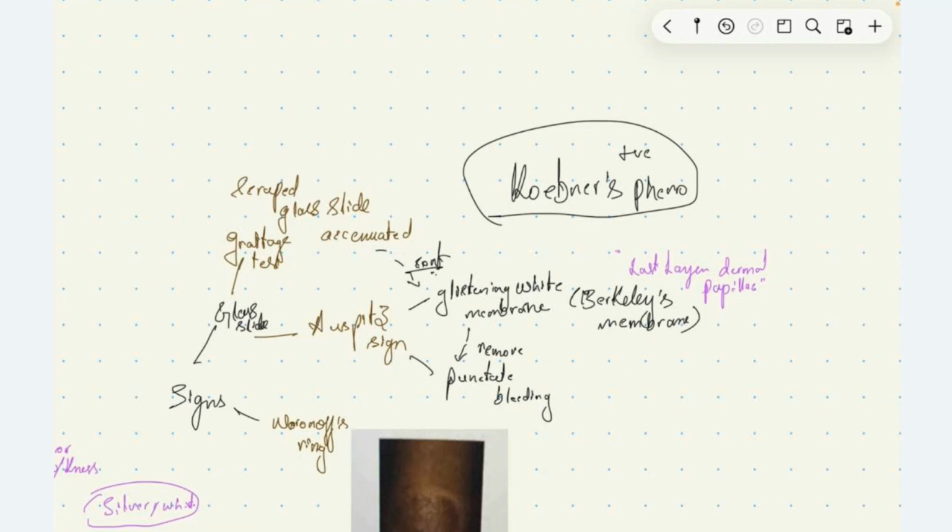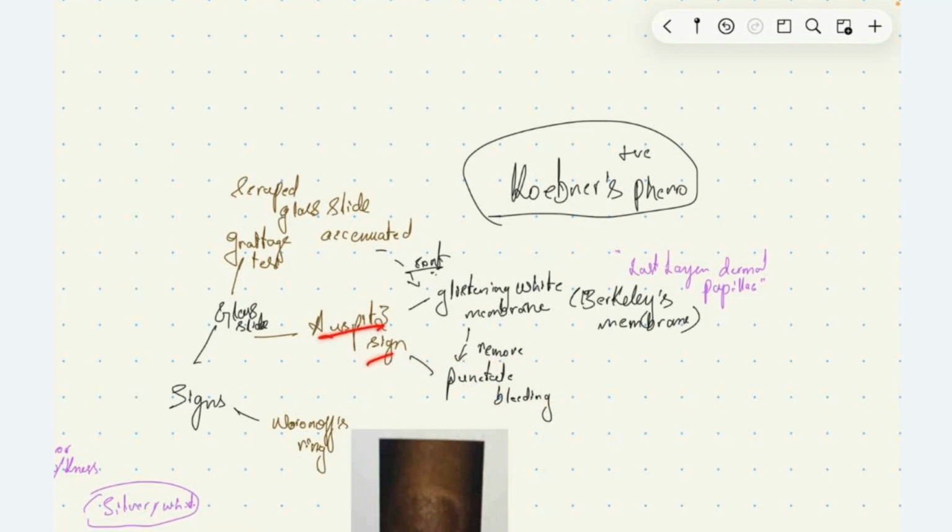If we continue to scrape, we'll get a glistening white membrane, which is the last layer of dermal papillae. That is also called Berkeley's membrane. And then if you don't stop, you will continue scraping the lesion. Then you will get the punctate bleeding due to arteriolar dilatation. Because there is increased proliferation, there will be arteriolar dilatation. That is punctate bleeding. When you see punctate bleeding, we call Auspitz sign positive.